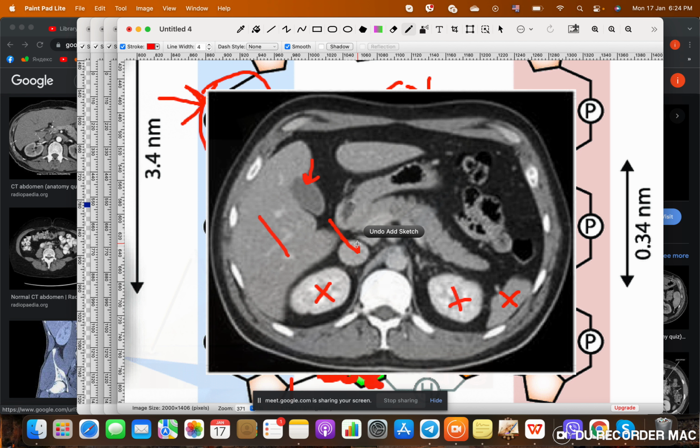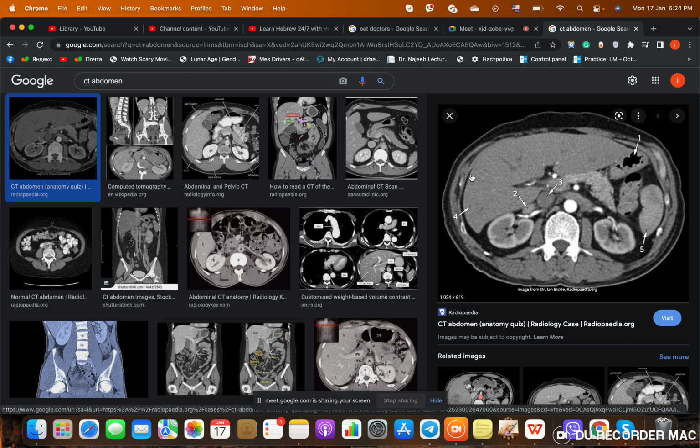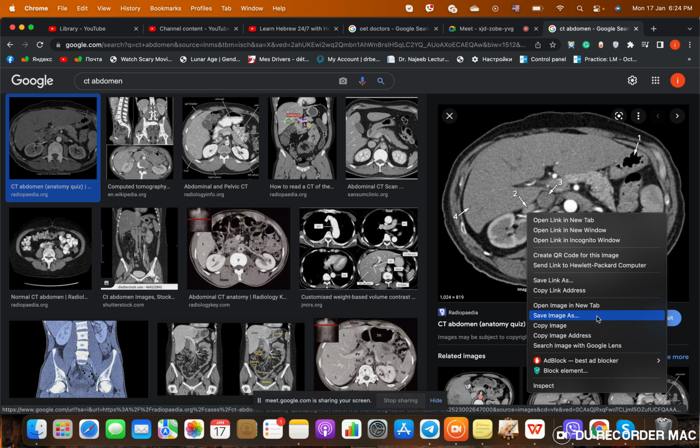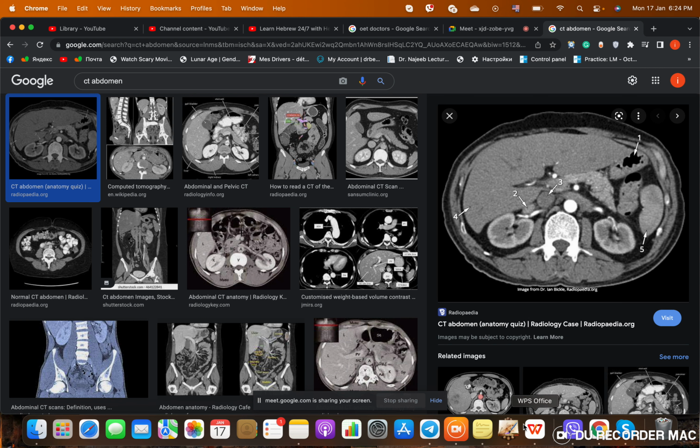Okay, what about this? Inferior vena cava. Yeah. Okay, what about this? The pancreas. Good. So I just wanted to make sure you guys are oriented, you know what you are looking at, because they literally put an arrow and ask you what that is.